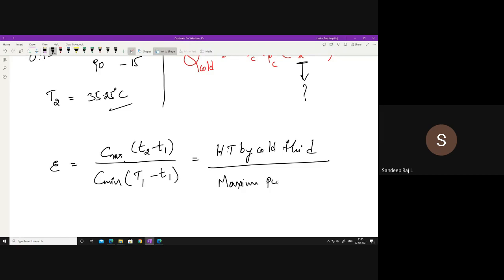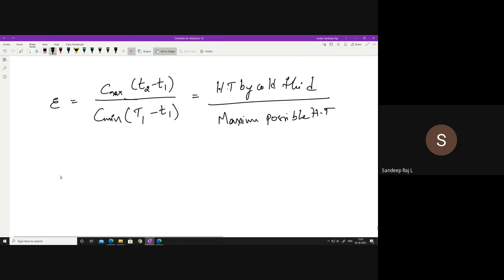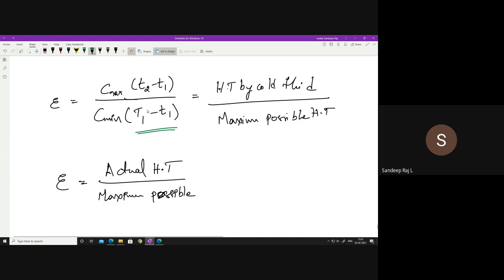Maximum possible heat transfer. I am saying this to tell you the effectiveness definition. By definition, effectiveness is actual heat transfer by maximum possible heat transfer. If you want maximum possible heat transfer, you need maximum delta T. The maximum delta T among the temperatures known to you is capital T1 minus small t1, because capital T1 is the highest possible temperature and small t1 is the lowest possible temperature. That is why you take these two. And on top, take the actual heat transfer. For the cold fluid, in place of max you can write cold, C cold.